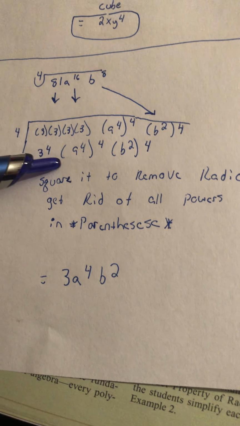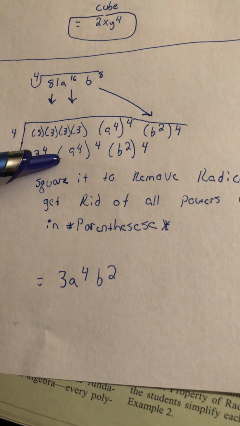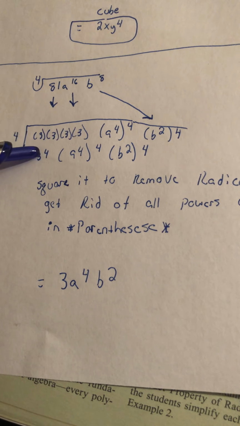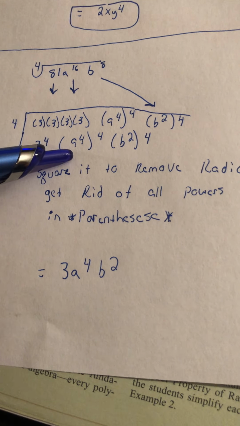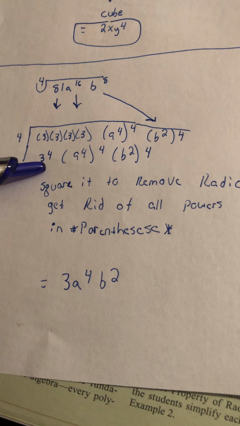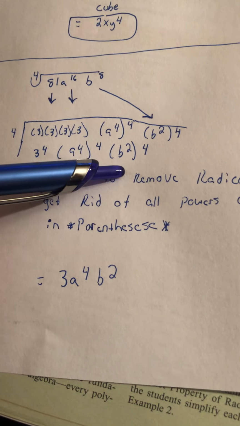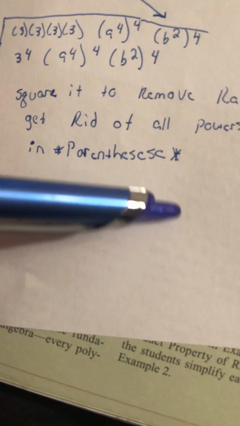All right? Because everything that's not inside the parentheses becomes squared, if you will. So you bring out everything in the parentheses, which in our case, the 3 came out, the a to the fourth came out, and the b squared came out. And that gave us our answer right here.